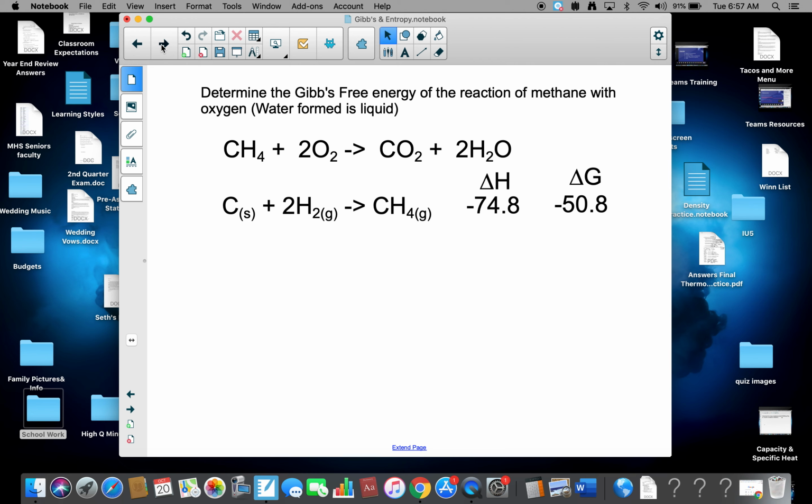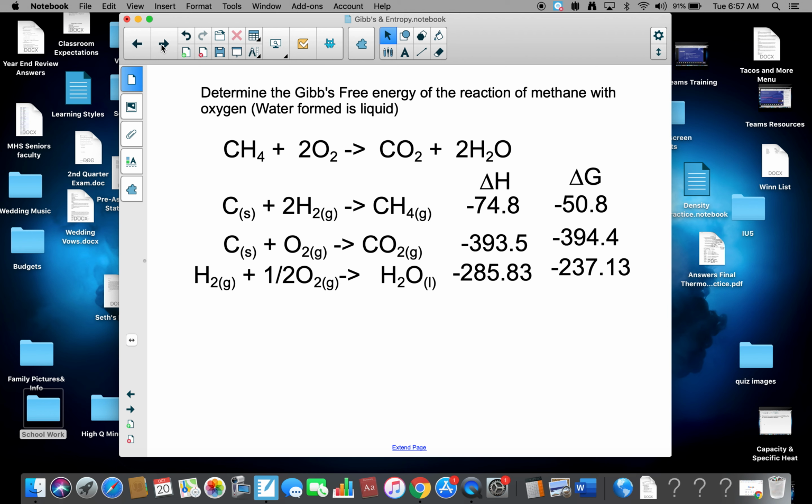All right, the other two reactions. For carbon dioxide, C plus O2 gives carbon dioxide, negative 393.5 for the enthalpy, negative 394.4 for the Gibbs free energy. Again, that comes out of the chart, and I attached that at the bottom of this file as well. And H2 plus 1/2 O2 yields H2O, negative 285.83, and all these are kilojoules per mole, and negative 237.13 kilojoules per mole.